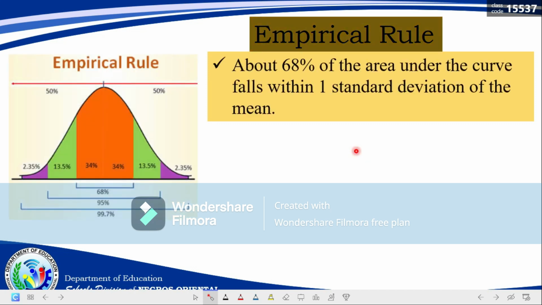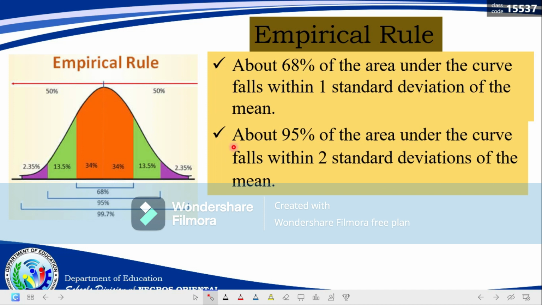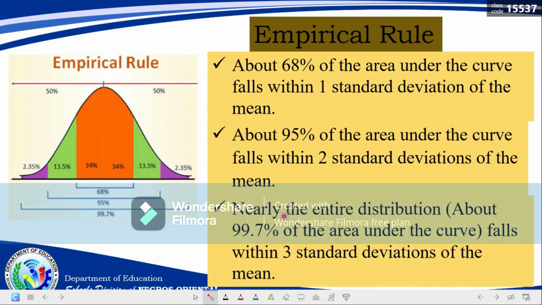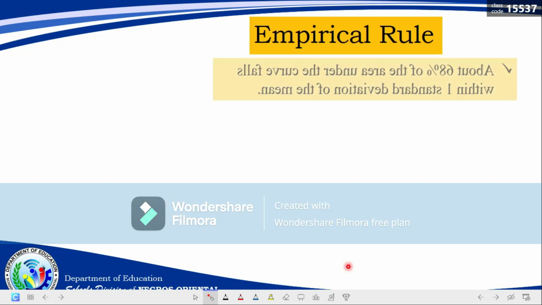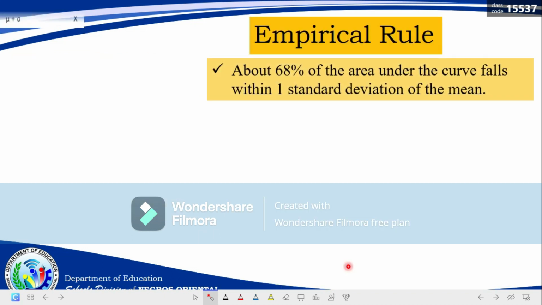The empirical rule means that about 68% of the area under the curve falls within one standard deviation of the mean. And about 95% of the area under the curve falls within 2 standard deviations of the mean. Nearly the entire distribution, about 99.7% of the area under the curve, falls within 3 standard deviations of the mean. Okay, and to understand this further, it's like this.